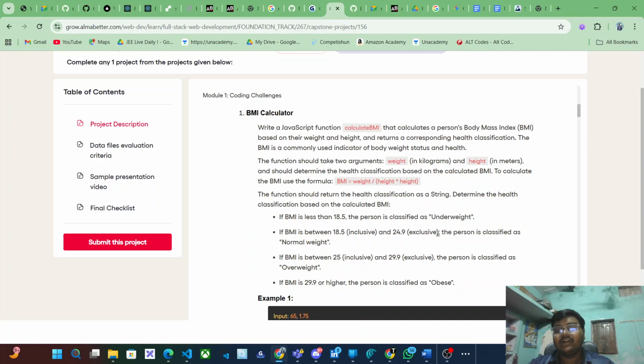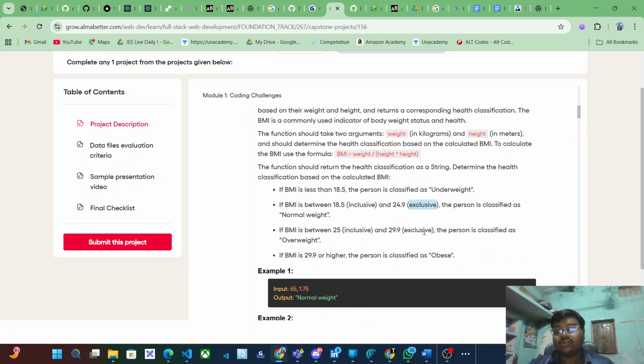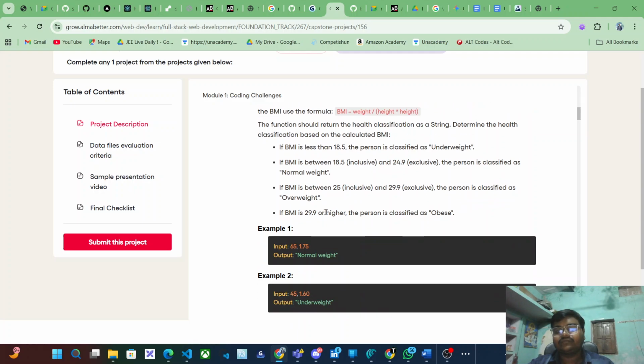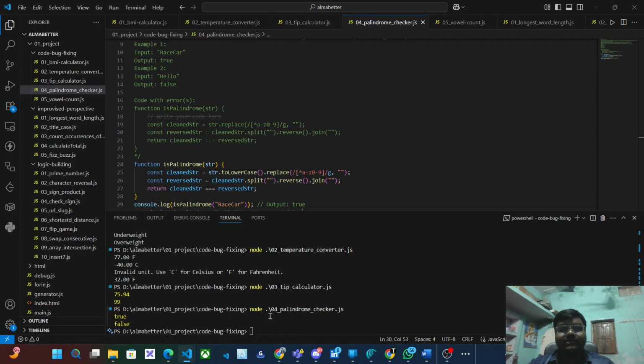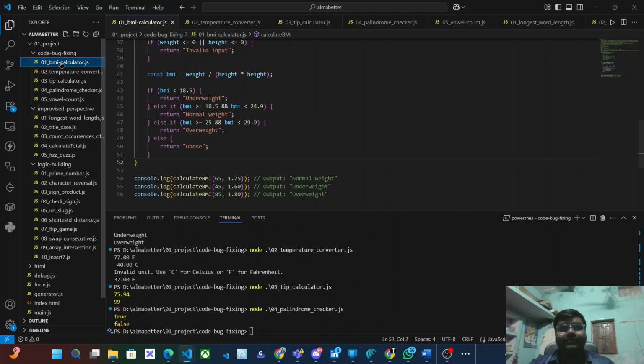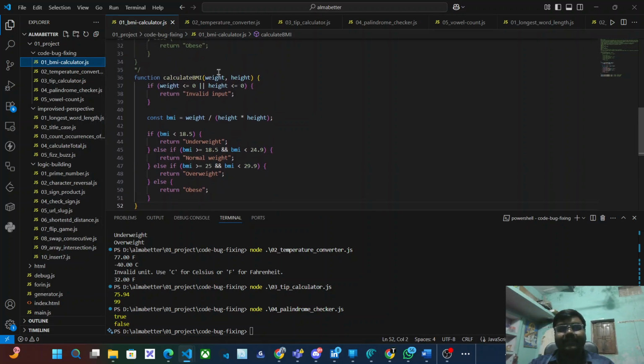We will consider exclusive and inclusive also. Inclusive means including and exclusive means excluding that value. Same as that, if BMI is between 25 and 29.9, it's considered overweight, and if it's greater than 29.9, it's obese. So let's come to our solution. These are our solution. So come into the BMI calculator.